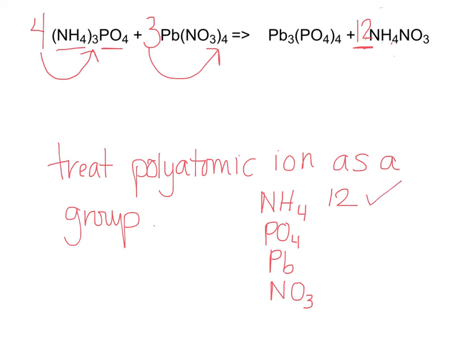On the left-hand side, I have 4 PO4s. On the right, I have 4 PO4s, so that checks. On the left-hand side, I have 3 leads. On the right-hand side, I have 3 leads, so that checks. On the left-hand side, I have 3 times 4, which gives me 12 NO3s. On the right side, I have 12 NO3s, so that also checks.